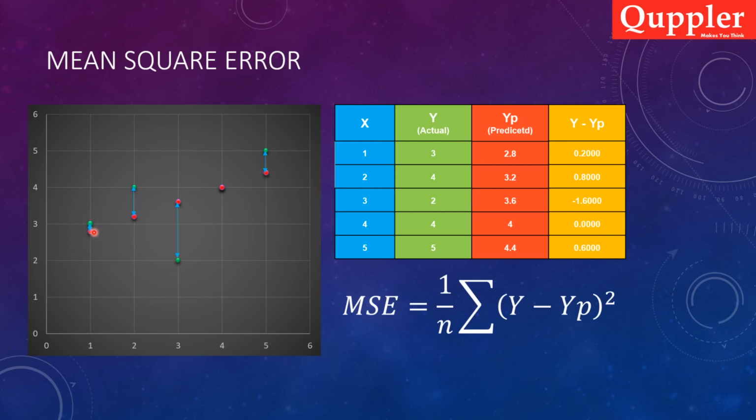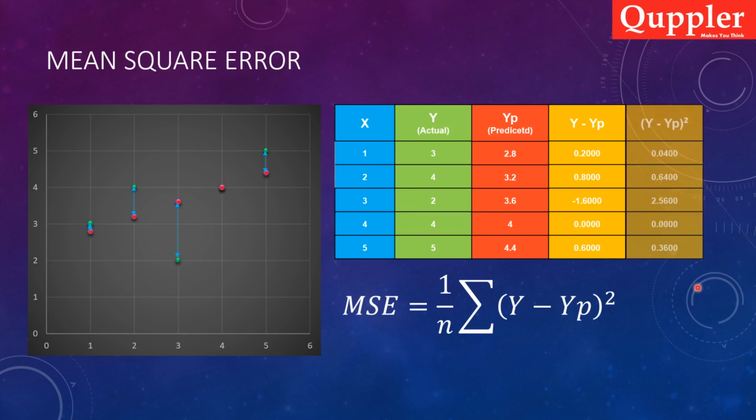If you do a subtraction of y minus yp against each of the cells of these values, you're going to get 3 minus 2.8, that is 0.2. You need to get this for all the values in the data set, the difference between the predicted value and the actual value, in a similar way for everything. For this 4, you can see this is 0 because the actual and the predicted value are overlapping with each other. So now you have to do a whole square of it.